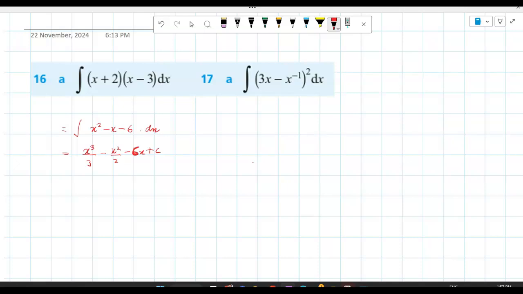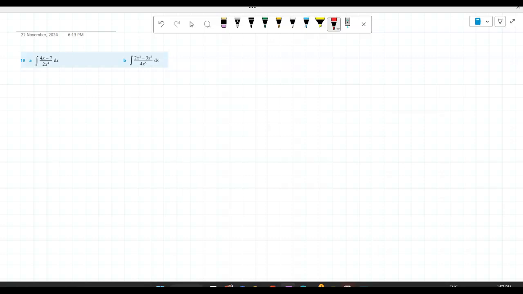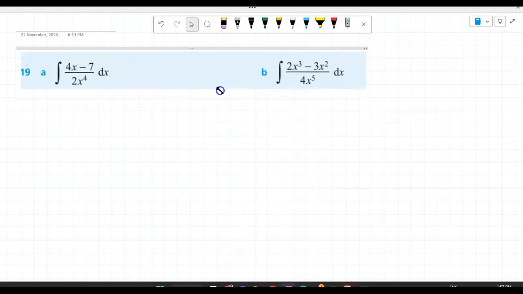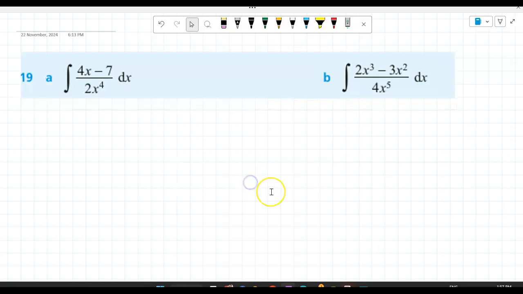Now this one, 17a, very simple. What will you do? You'll again open it, expand it and do each term. I got 3x cubed minus 1 over x. Correct. You expand it and do each term separately. Again, how would you do this? You separate both and then do each one.